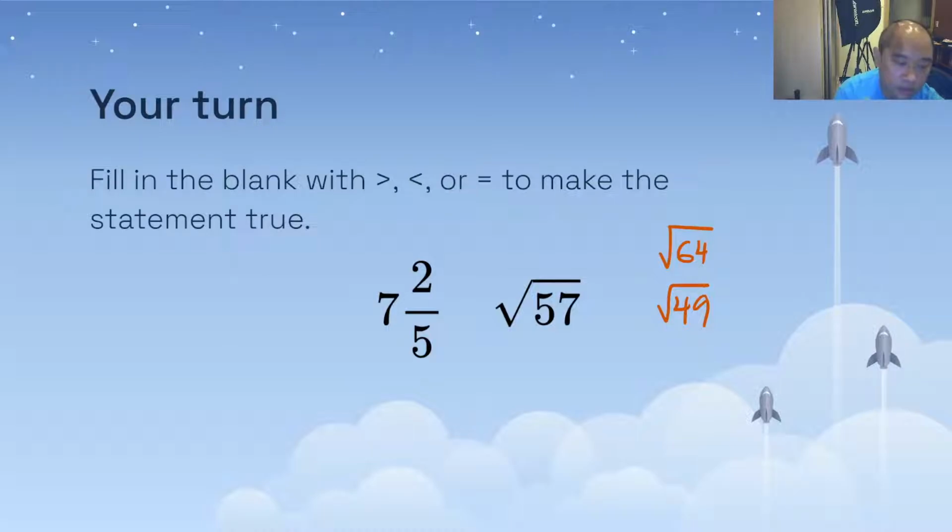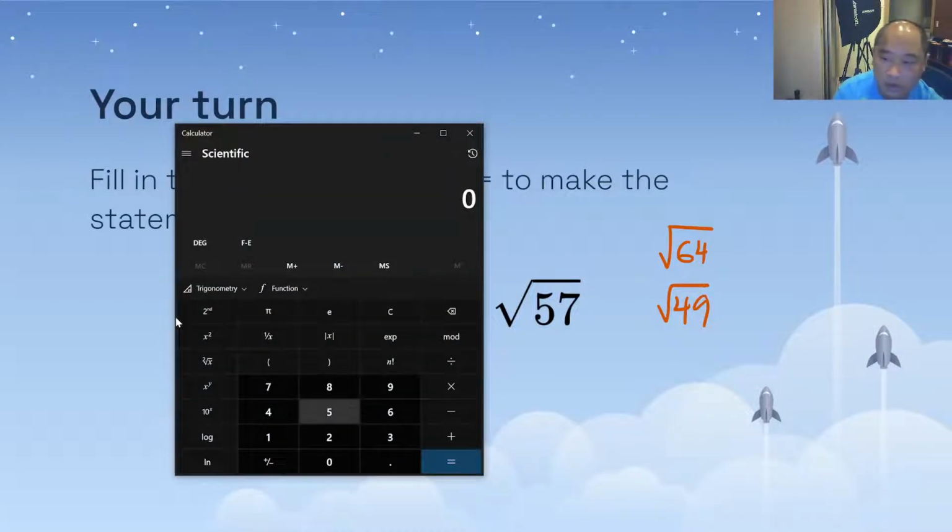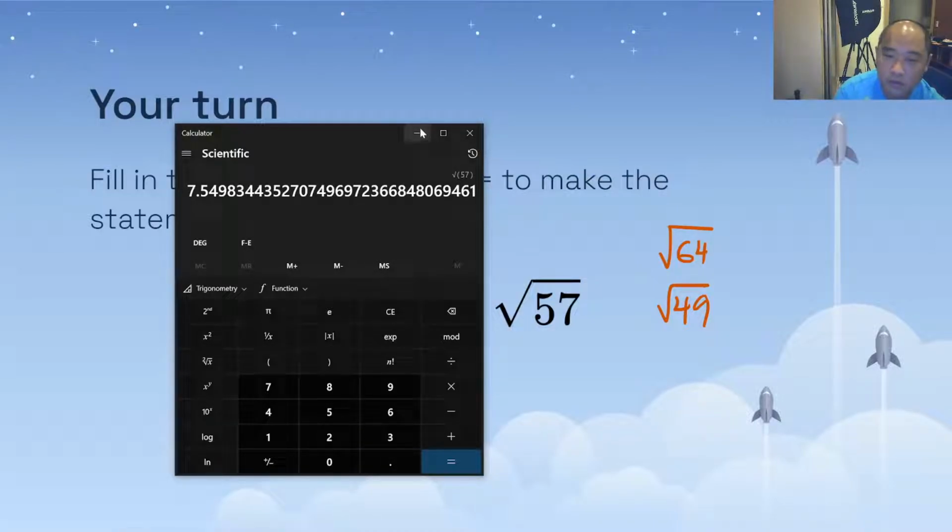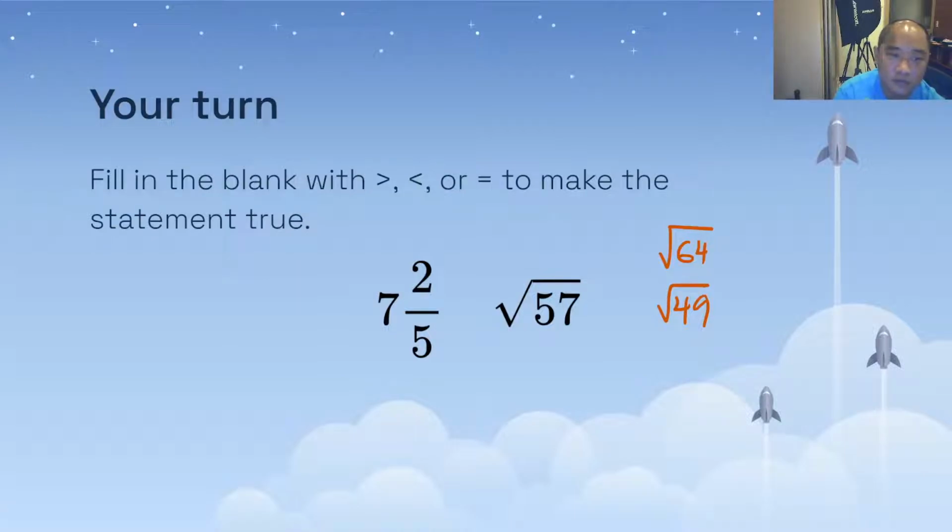Where did it go? Did I close it? Whoops. Oh, the square root of 57, 7.54 versus 7.4. So here we go.